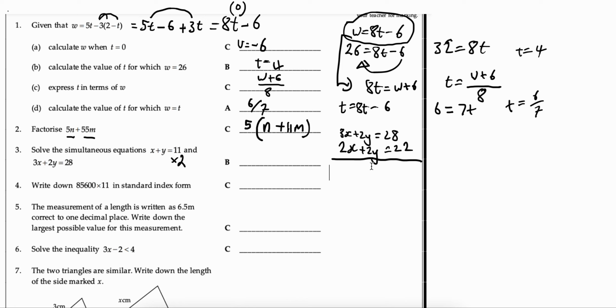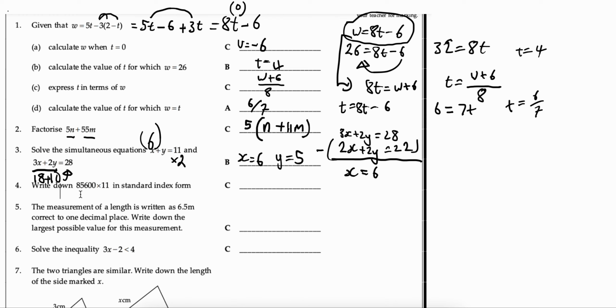This takes us straight to an answer of 3x minus 2x is x, and 28 minus 22 is 6. So we know x equals 6, and x plus y is 11, so therefore y equals 5. And we can check this by working out 3x plus 2y. 3 times 6 is 18. 2 times y is 10. And we check 18 plus 10, is it 28? Absolutely.